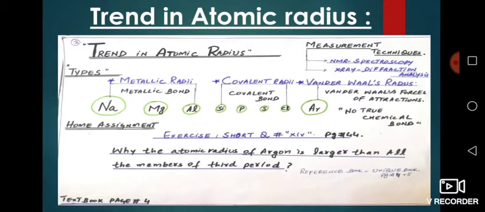You already know from your first year course, these are short range forces. In argon, there is no true chemical bond. So the radii of argon is called van der Waals radii. The atomic radius of argon is large as compared to the other elements due to this reason, because argon involves very weak forces, which are van der Waals forces, due to which its structure is large, its size is large as compared to the other elements of this period.